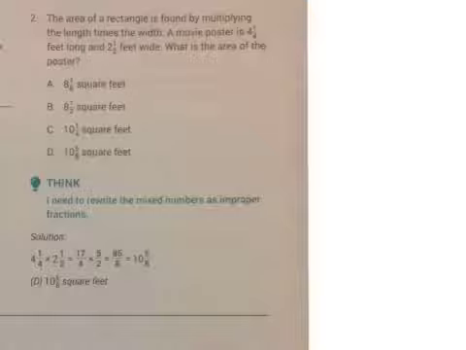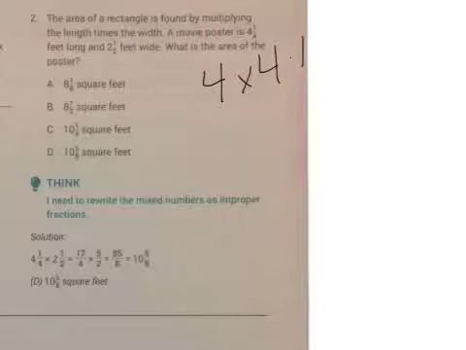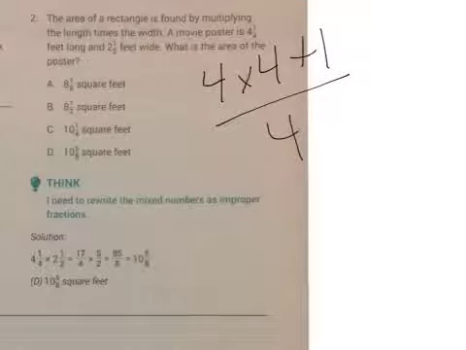Number 2 in our guided practice says the area of a rectangle is found by multiplying the length times the width. A movie poster is 4 1/4 feet long and 2 1/2 feet wide. What is the area of the poster? So first off, we're going to take our mixed numbers and make them improper fractions. Let's start with 4 times 4 plus 1 over 4. We know 4 times 4 is 16, plus 1 more is 17. So that's where we get the 17 over 4.